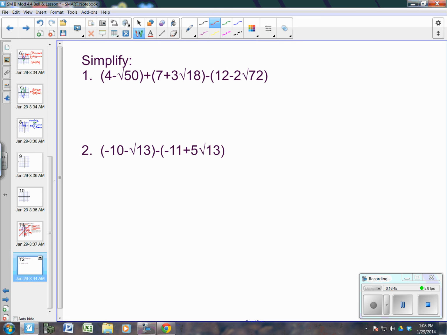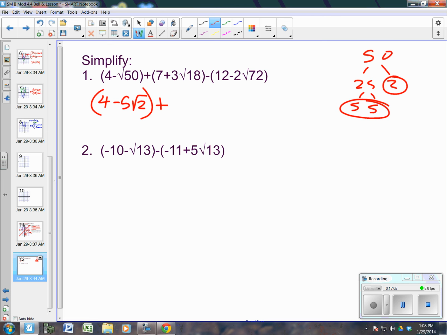Okay, on this one right here, we've got to simplify these. So we've got to simplify each one of these square roots. Right now we have 4 minus the square root of 50. Well, 50 breaks down to 25 and 2, and that breaks down to 5 and 5. So we have a pair of 5s, a loner 2. You guys remember doing this? Okay, so it's going to be 5 root 2. So it's 4 minus 5 root 2.